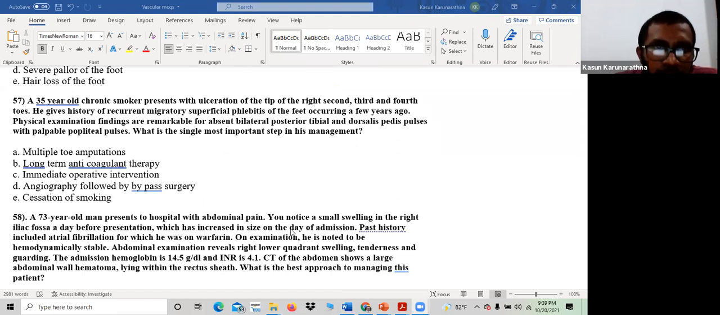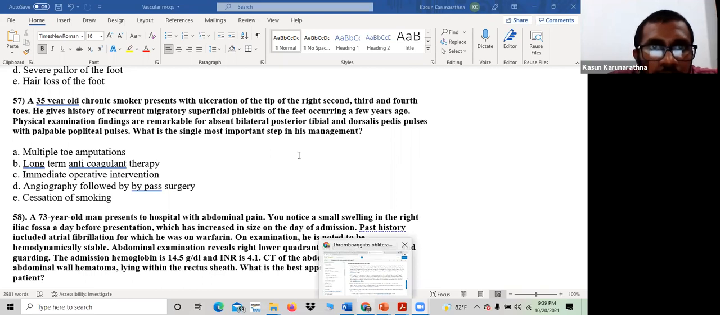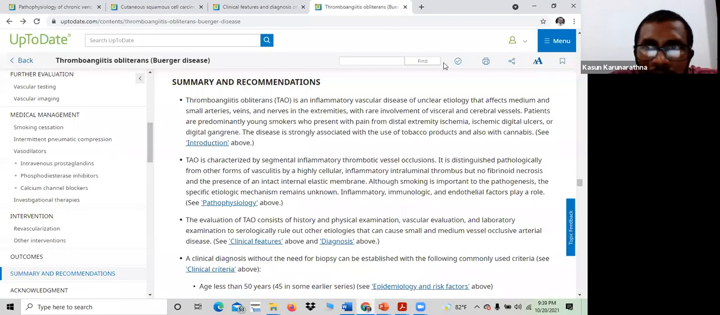What happens in Buerger's disease? No, I'm asking what is Buerger's? This is Buerger's disease, a non-atherosclerotic inflammation. Yes. What are the vessels which are involved in Buerger's disease? This is called thromboangiitis obliterans, right?